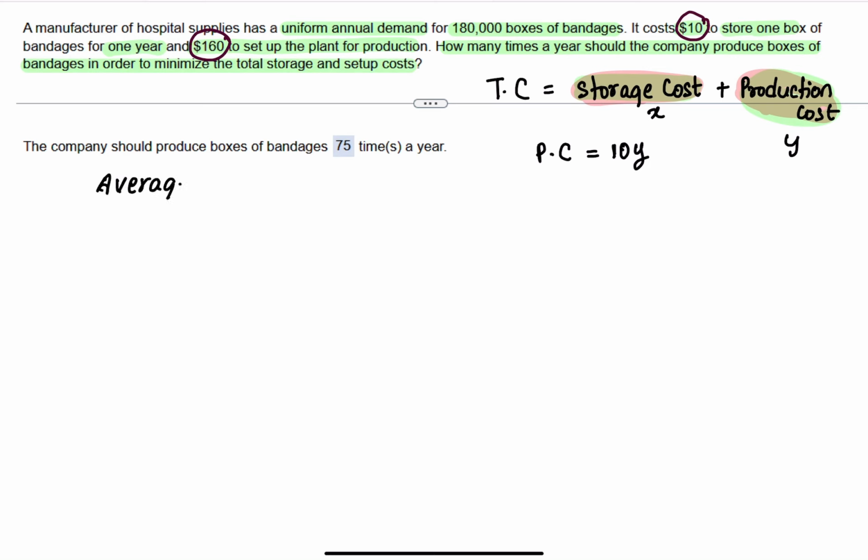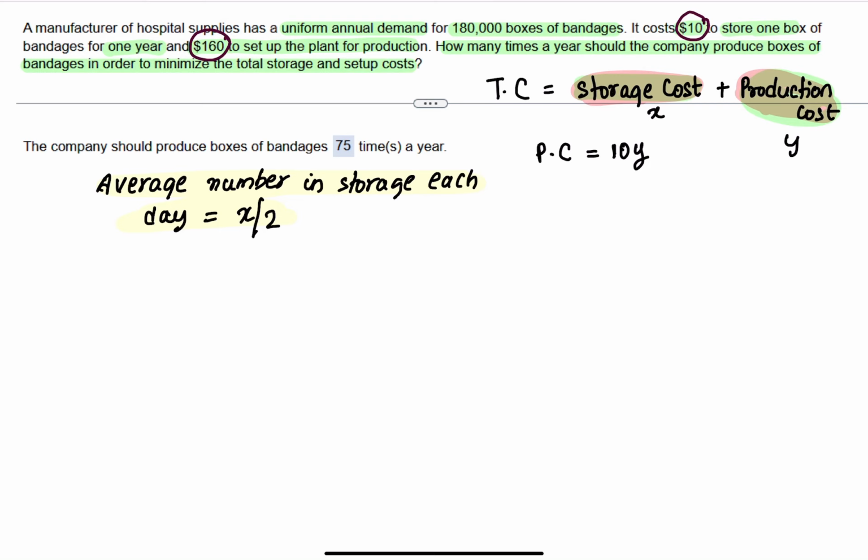Average number in storage each day is going to be X over 2. That's what you have to assume because the demand is uniform. Okay, the average number in storage each day is X over 2.